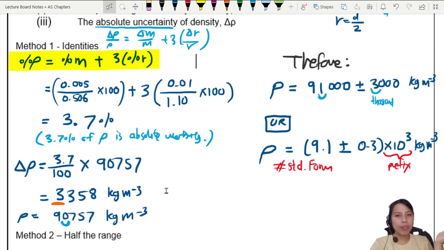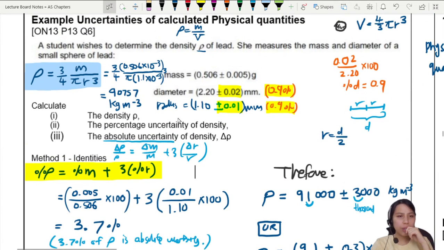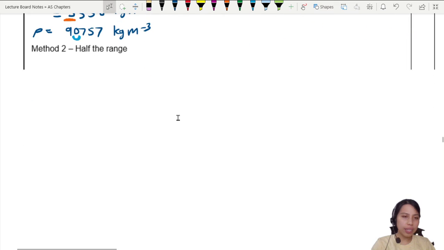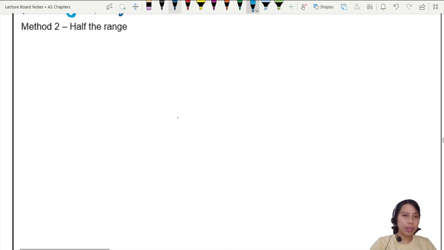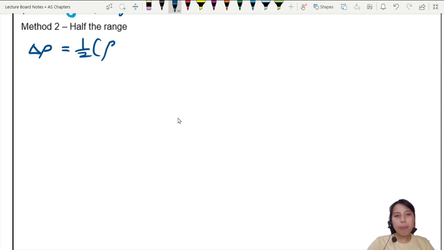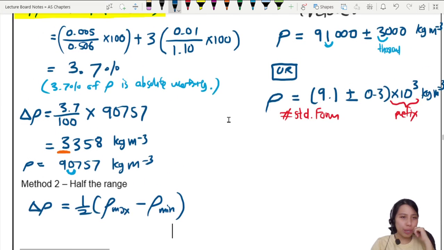What does it mean to half the range? How do we half the range for this? Only got one value, one equation. So if you want to find uncertainty with half the range, you need to do a lot more calculations here, because the equation goes like this. To find the uncertainty in your density, you need to figure out what is the maximum value of density minus the smallest possible value of density. And then you minus and you divide by half. Wow, this method also can, but you need to do a lot of calculation.